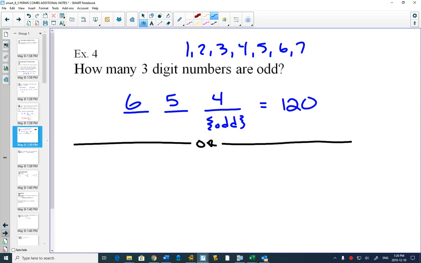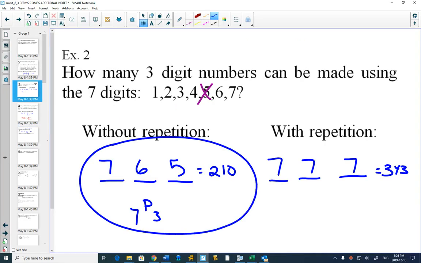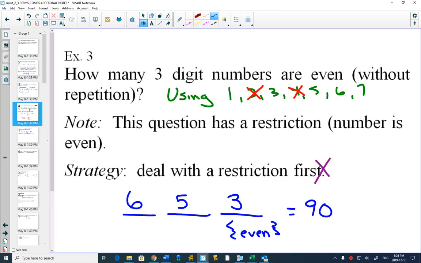What did question 2 find? All the numbers. Right? If we go back to question 2, can you see that without repetition, we found that there was 210 numbers in total. That was all the numbers using 1 to 7. What did we find in question 3? We found of those 210, 90 are even. So if you knew that there was 210 numbers in total and 90 of them were even, how could you use that information to find out how many were odd? Yeah, we would just need to subtract, okay?